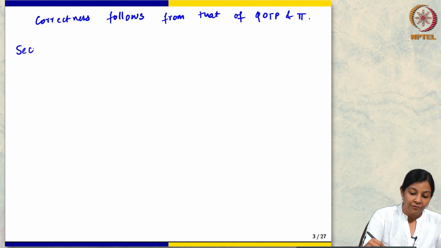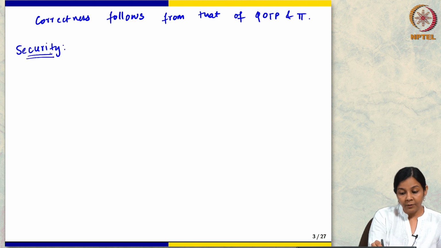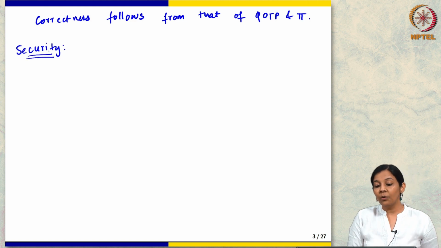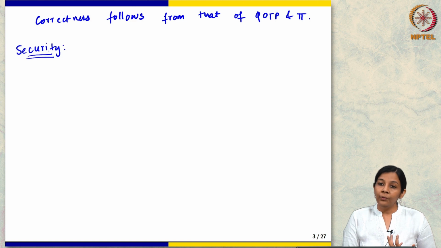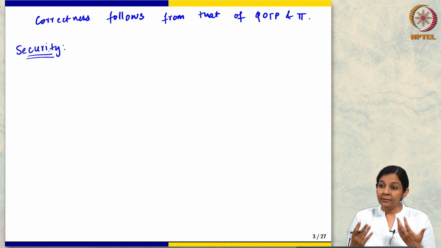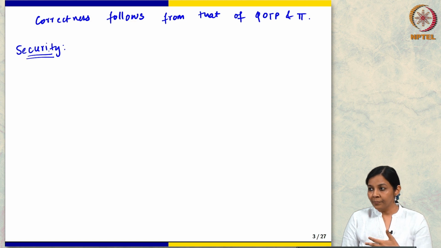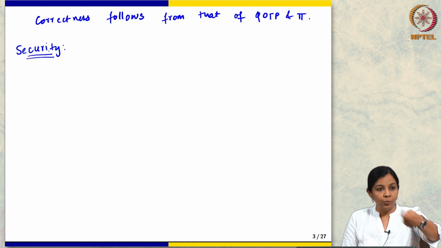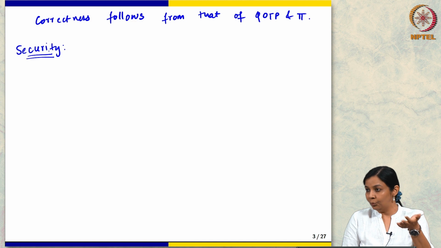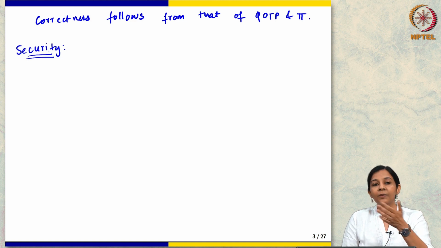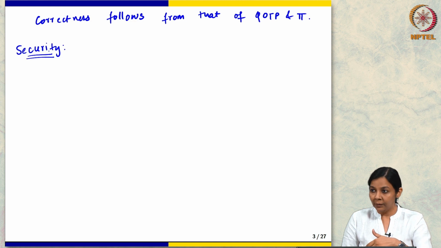But as usual we have to be very careful about security. What does security mean here? Remember the indistinguishability game. The adversary will get the public key, the adversary will output two messages, in this case two quantum states, let us say rho 0 and rho 1, and it will see a ciphertext of one of them and it needs to guess which of the two it saw.